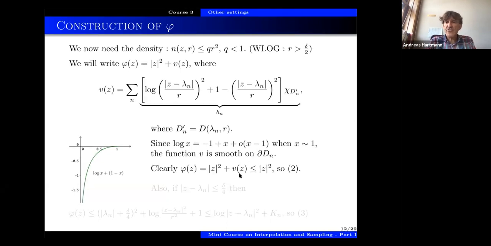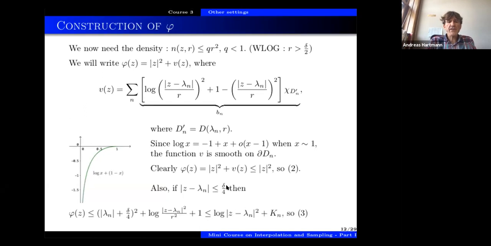I already mentioned it. So phi z satisfies condition 2. And if z is close to lambda n, let's say it's inside some disk, then if I look at this expansion here, I get a principal term.